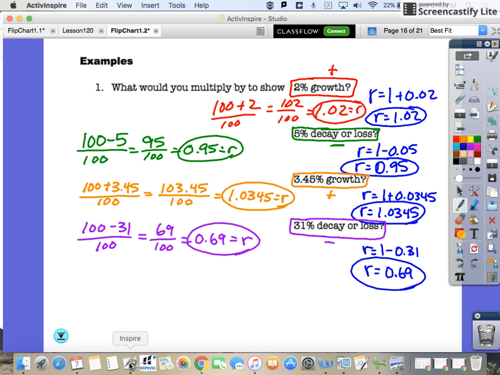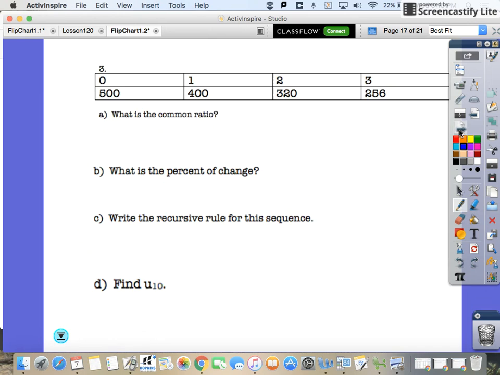All right, next we have a sequence, and we're asked to find a couple things about this sequence. What I'm going to ask you to do when you're trying to find the pattern for a sequence is first check addition and subtraction. From 5 to 400, that's a drop of 100. But if you do 400 minus 100, you do not get 320.